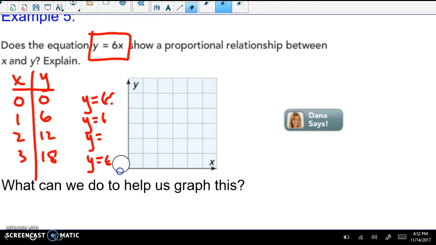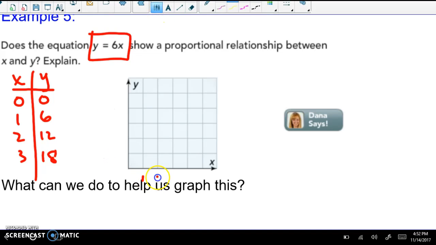I'm going to go ahead and erase all this work so I can label my scale, because I can count by ones on my x-axis, but I'm going to have to count by threes on my y-axis so that I can fit this data on the graph given to me. So my first point, 0, 0, is at the origin. My second point, 1, 6, I'm going to go over 1 and up 6. My third point, I'm going to go over 2 and up 12. And my fourth point, I'm going to go over 3 and up 18.